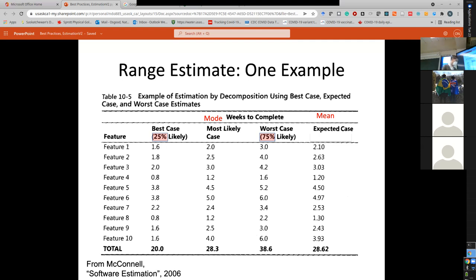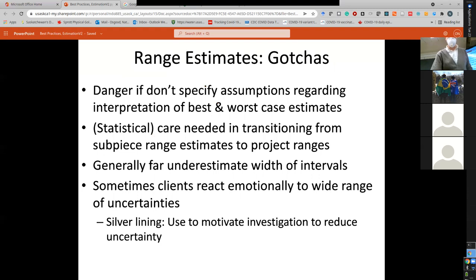This is weeks to complete. What don't you want to do? Put aside the issue that some of these can be undertaken in parallel. It's incredibly unlikely you'll get a best case for all of them or a worst case for all. It's vanishingly unlikely. So that's a key issue, and this involves some statistical care.